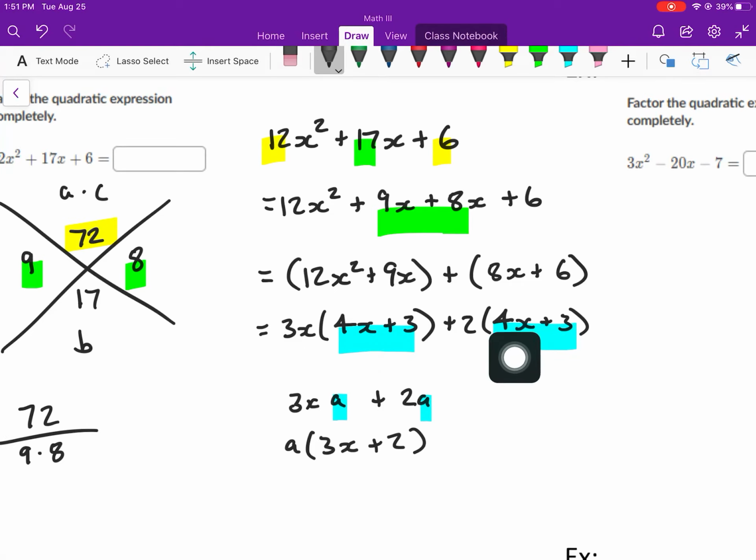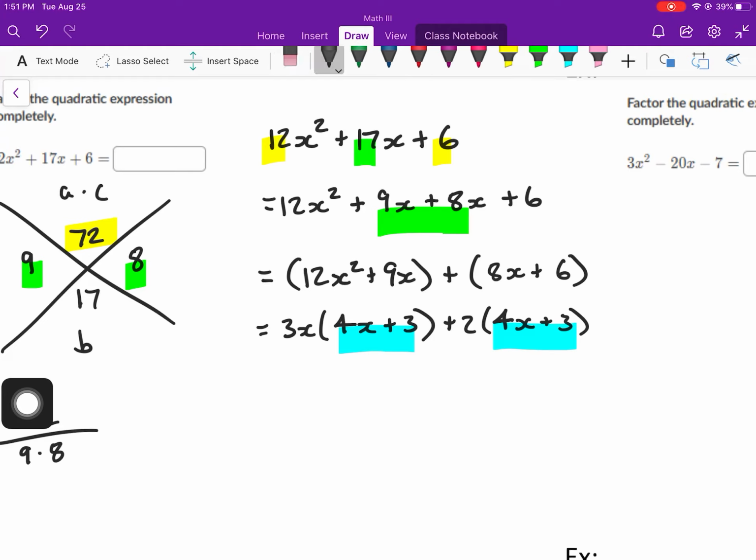So that's what I'm going to do with this grouping method. I'm going to take this 4x plus 3 that these both have in common, factor it to the front, and we'll be left with the 3x plus 2. Check it out. So bring the 4x plus 3 to the front, divide it out from everything else, and we're going to be left with 3x plus 2. And that's factoring by grouping.